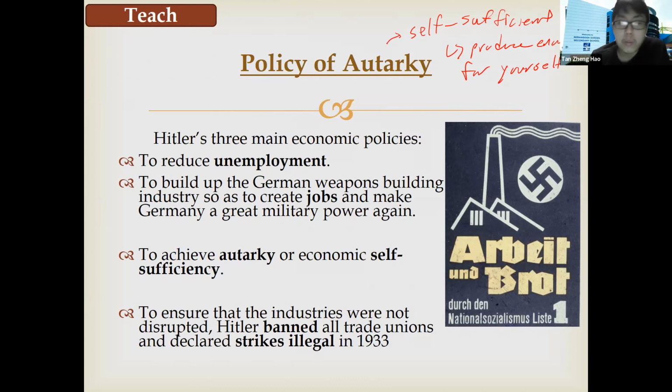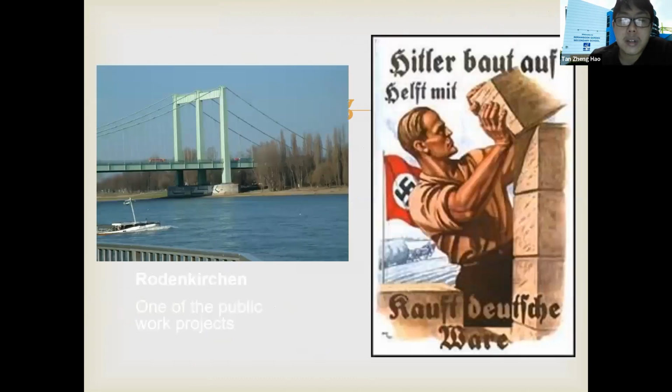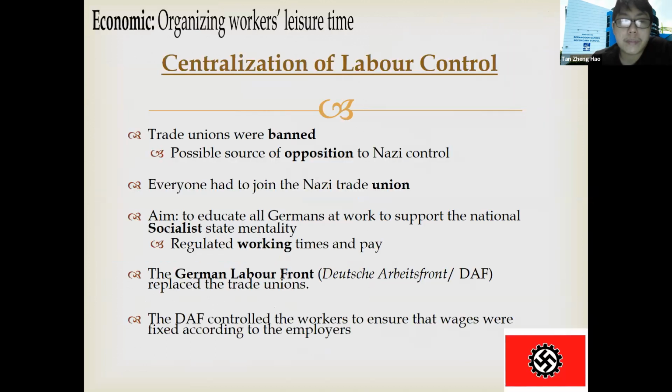Okay, so to make sure he has a tight control of the economy, he makes sure that work is not disrupted. So they ban trade unions and ban strikes. So you cannot stop work just to protest some things. Okay, so Hitler has a very tight control of the workers. And obviously a lot of propaganda was posted to encourage people to work hard and so on.